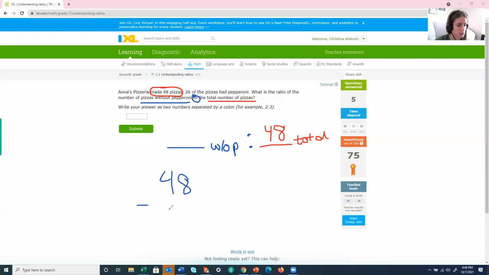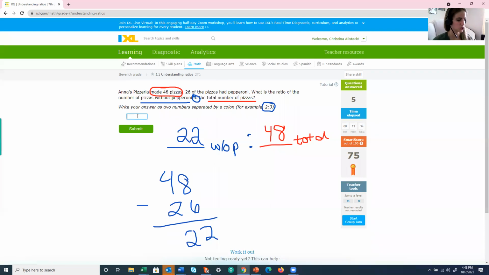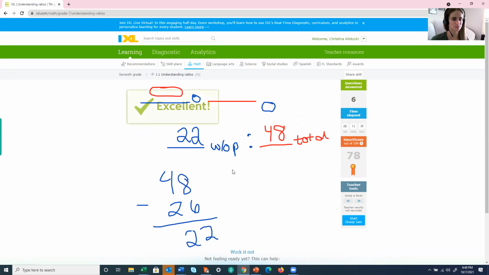So 48 minus 26. 8 minus 6 is 2. 4 minus 2 is 2. So 22 pizzas were made without pepperoni. We definitely stepped it up a notch because we had to do a little bit of work to figure out our ratio. It wasn't all given to us. But thankfully, we did have what we need and we were able to figure it out. All right, they want us to enter our answer with a colon. So 22 without compared to 48 total.